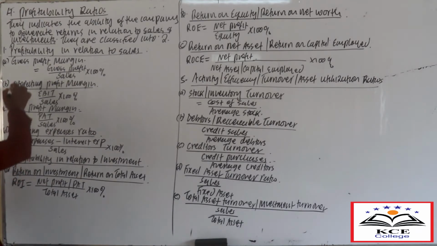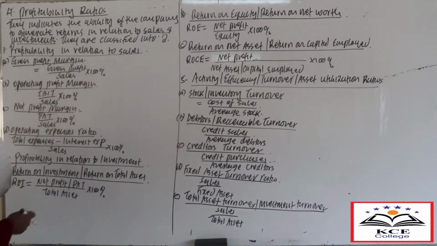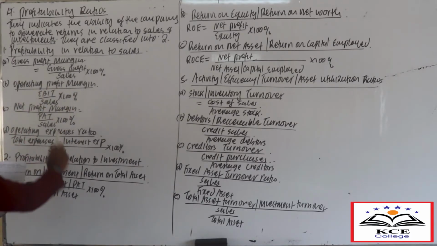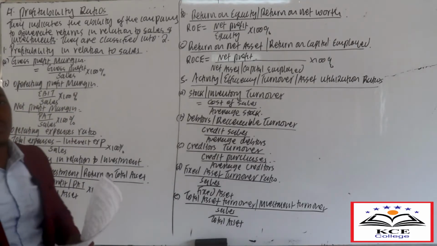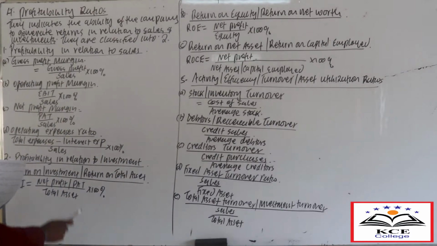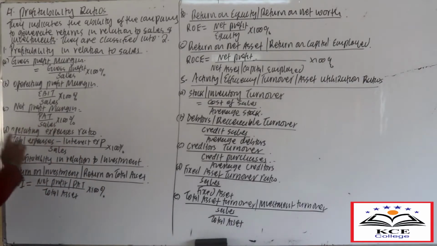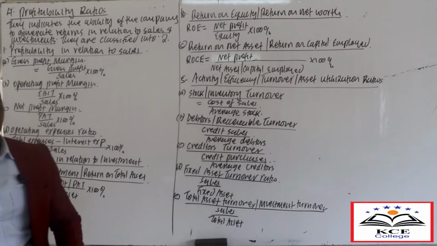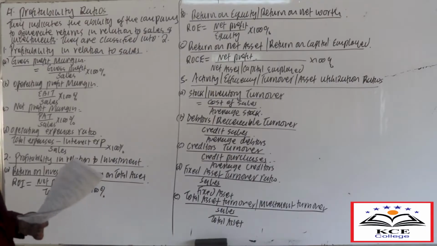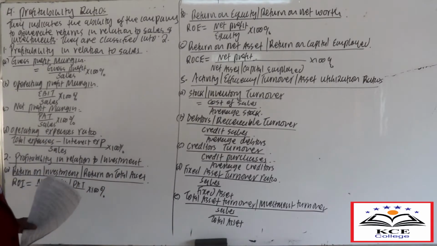For the gross profit margin, you just take the gross profit, you divide by the sales, you multiply by 100%. Operating profit margin. Now, operating profit is the earning before interest and tax. You take EBIT, you divide by the sales times 100%. Number C, we have the net profit margin. Net profit margin, you take the profit after tax, you divide by sales.